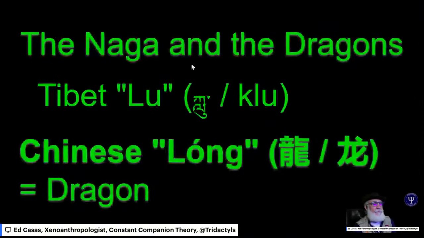Yeah. So what are we going to talk about? I made a quick little slideshow, nothing fancy, just so we could go over some Naga stuff and maybe get an idea where I'm coming from here. So the Naga and the dragons in Tibet, they're the Lu or the Klu, and in Chinese, they are Lung. You have to keep in mind, though, I just realized I didn't even put the old Chinese name.